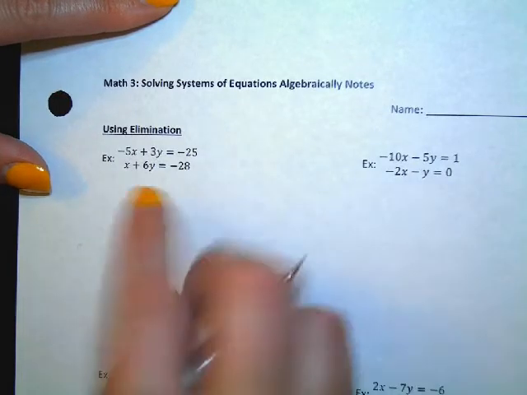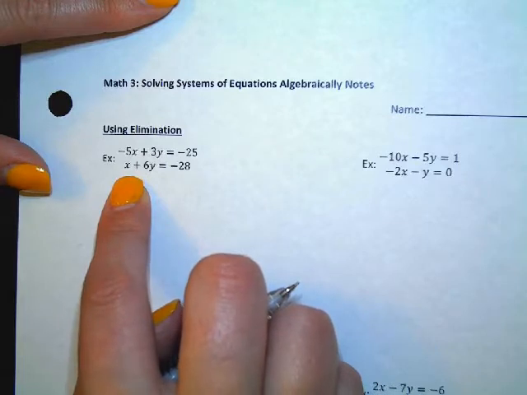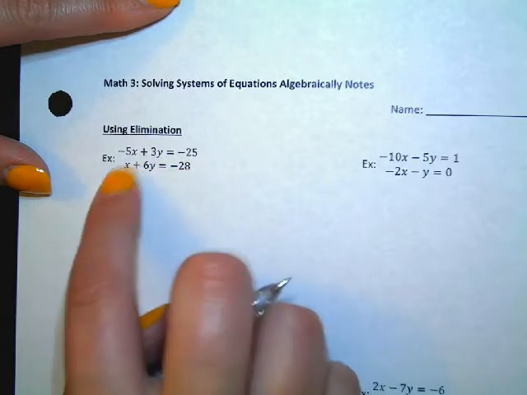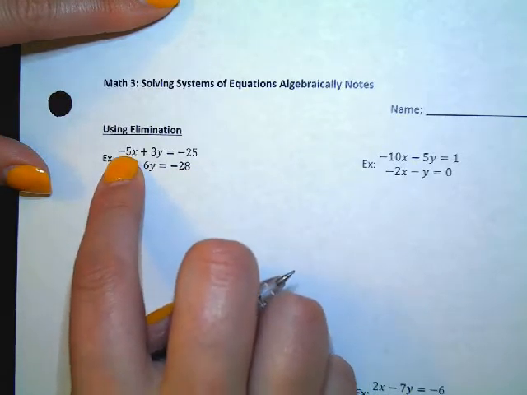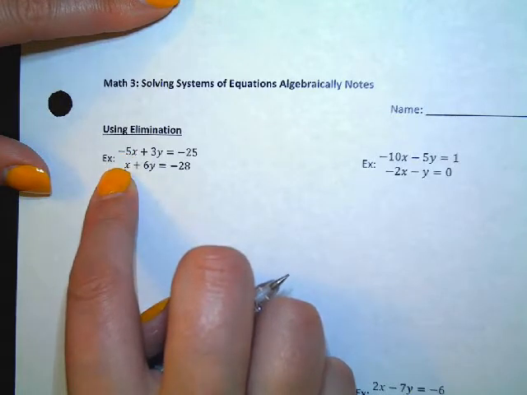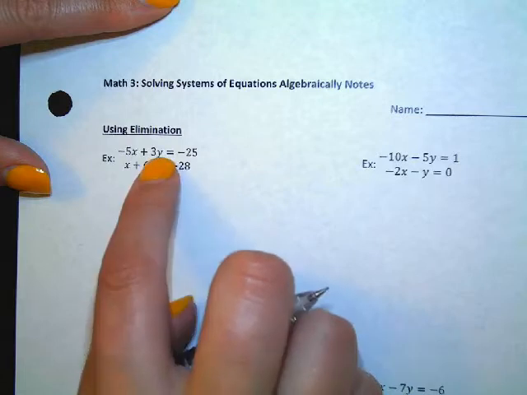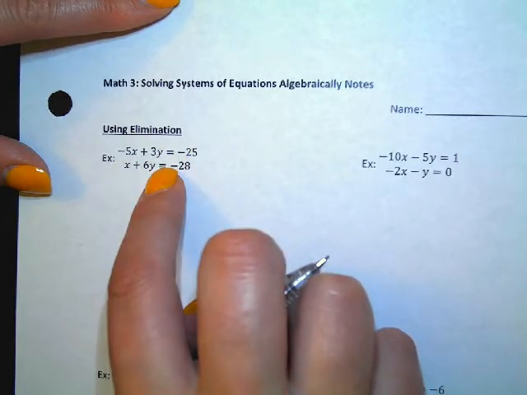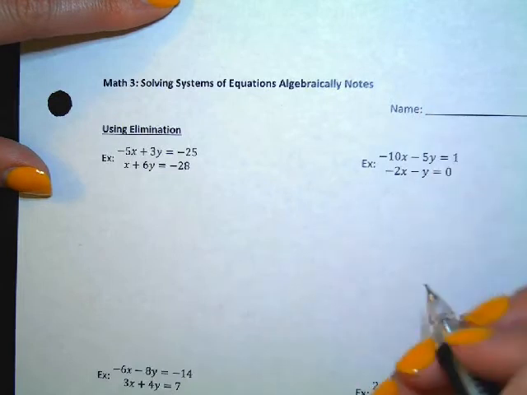Now, this first problem is interesting because you actually have two different ways you could make this work. We could multiply the entire bottom row by 5, so that we would have a positive 5x and a negative 5x that would cancel each other out. Or we could multiply the entire top row by -2, because then we would get a -6y and a positive 6y that would cancel out. It does not matter which letter you cancel first. Eventually, you're going to take care of everything.